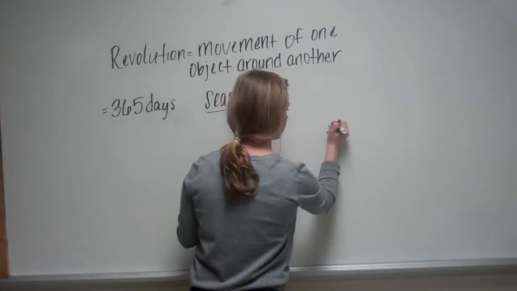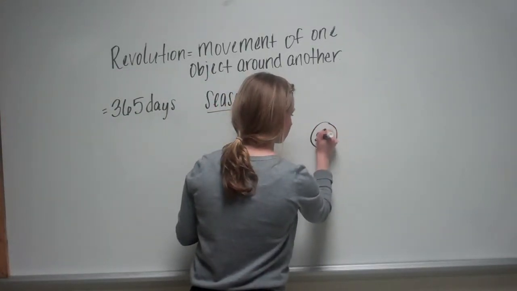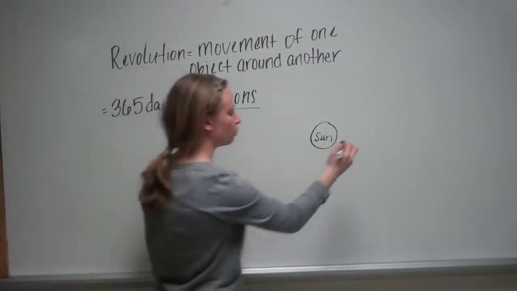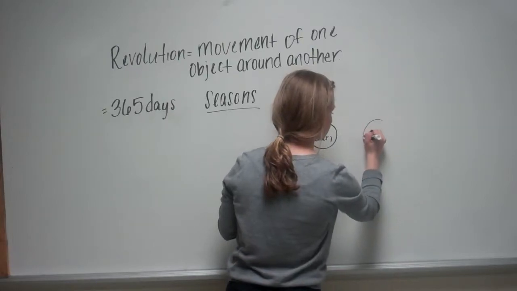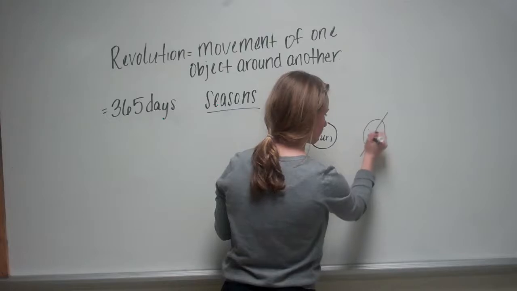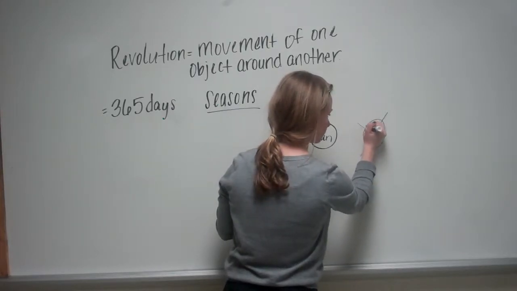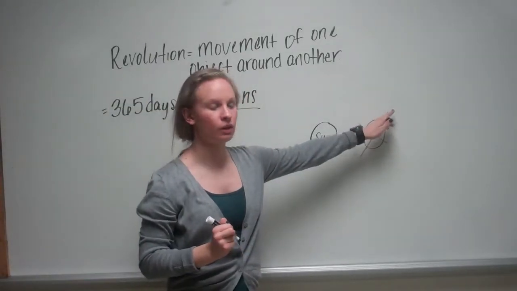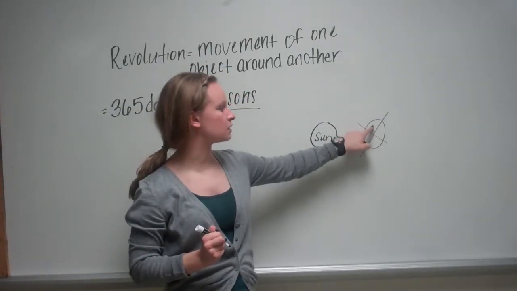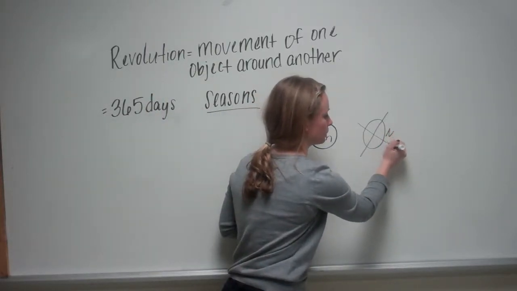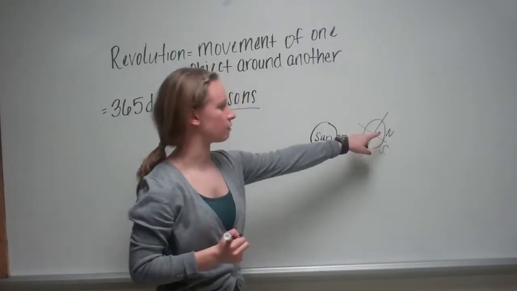Say we have the sun in the middle, okay? And at one point of the season, here is our axis going up the middle, and we have two hemispheres. We have the northern and the southern hemisphere. So let's put an N and an S to identify those.